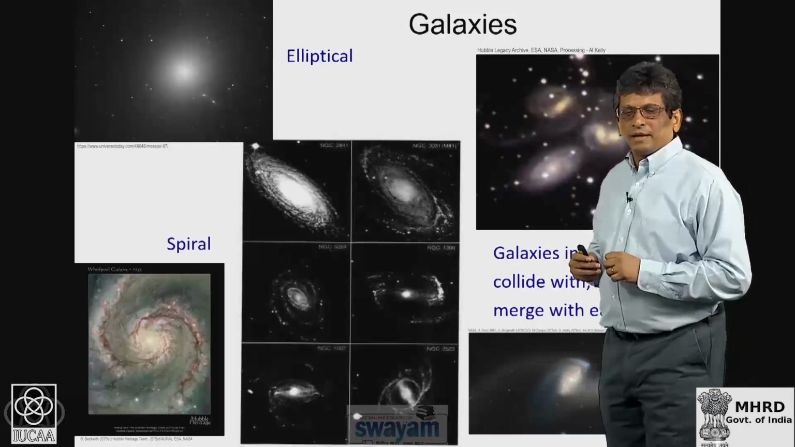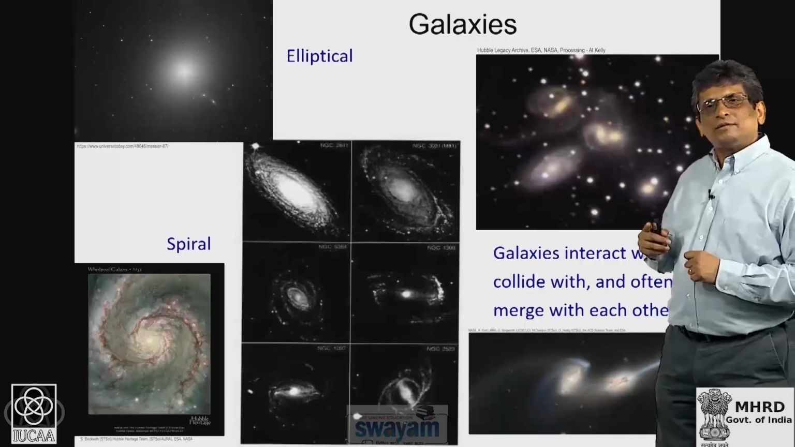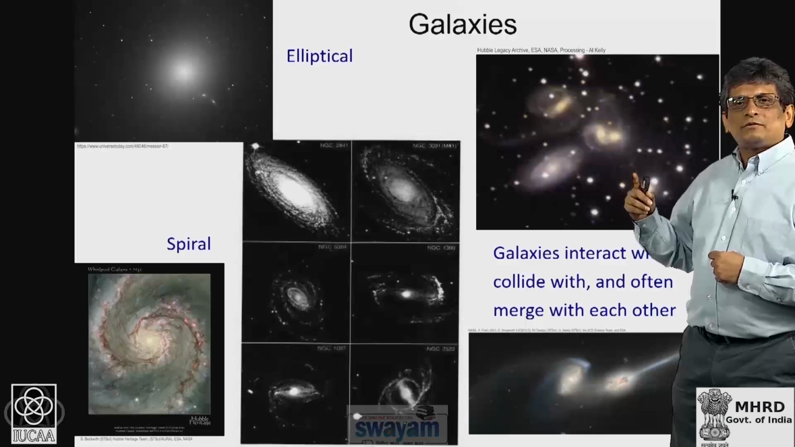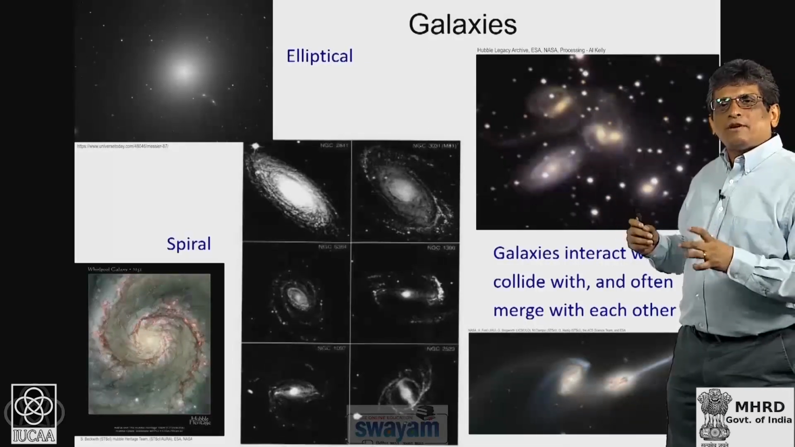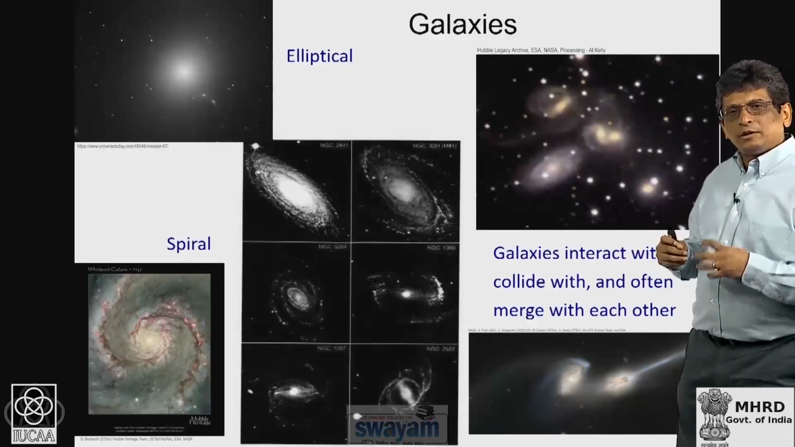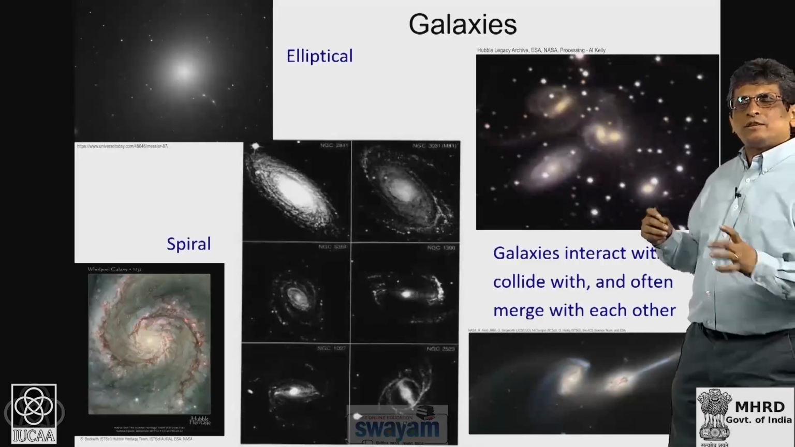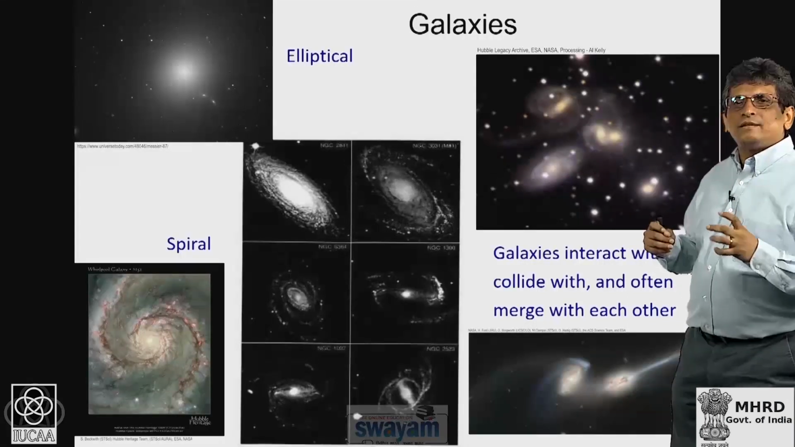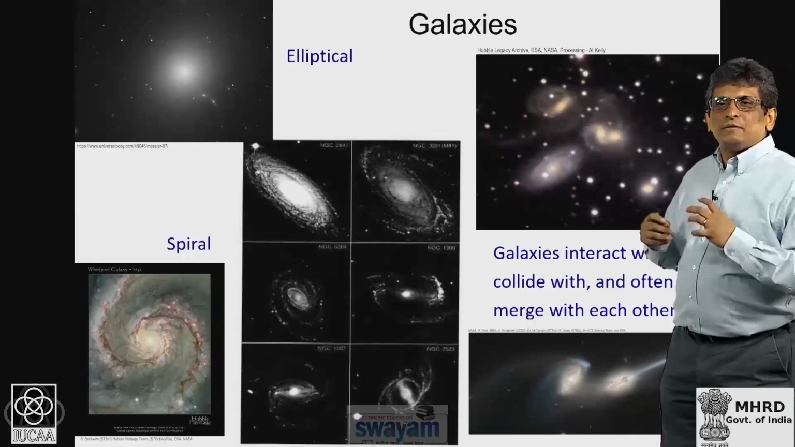Galaxies don't like to live on their own. They often are found in small groups. Here's an example of a small group called Stephan's Quintet, where you often find galaxies interacting with each other when they come very close together, and we'll talk about that later on. Galaxies interact with each other, they cause each other to form stars and cause various other dramatic effects in other galaxies due to this interaction, and they often can even merge with each other.